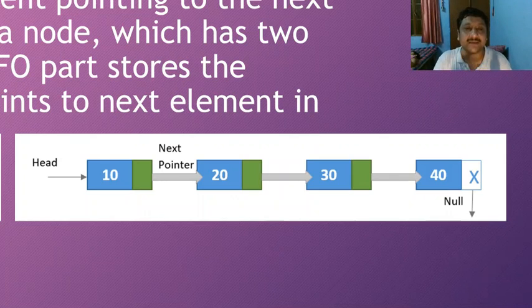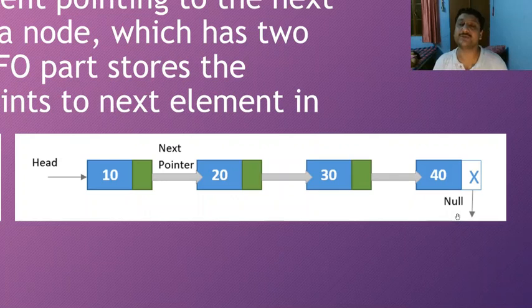But each is linked using the pointer, or using the address of the next element. It means that the first element contains the address of the next element. Okay, that's why both are linked with one another. The second element contains the link of the third element, and the third element contains the link of the fourth element. If there is no more element, then the fourth element will not contain any address. Okay, that is termed as null.